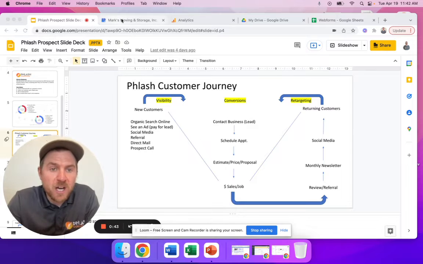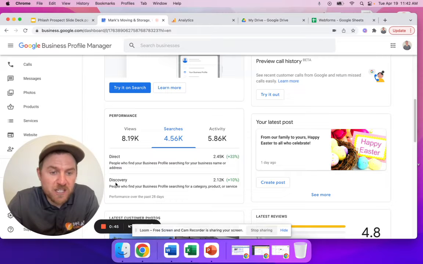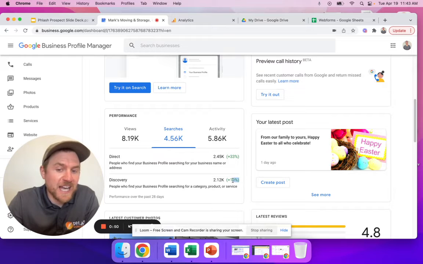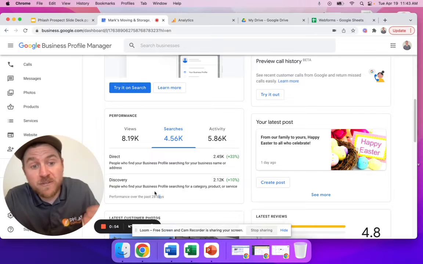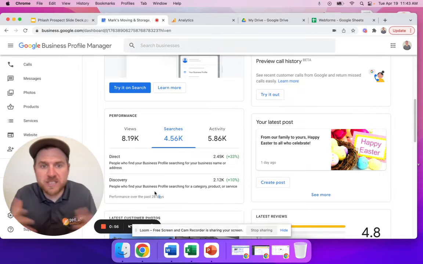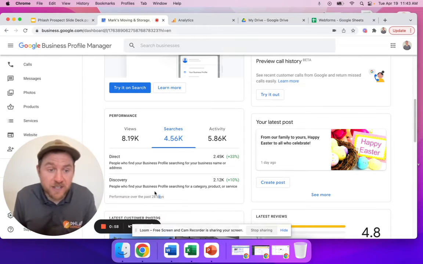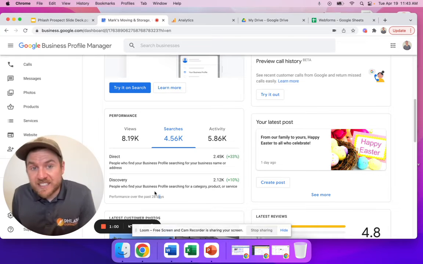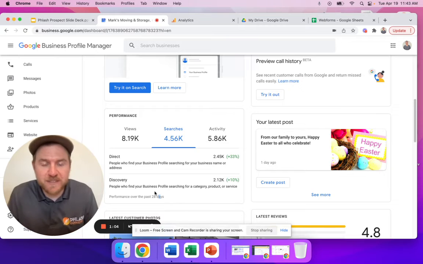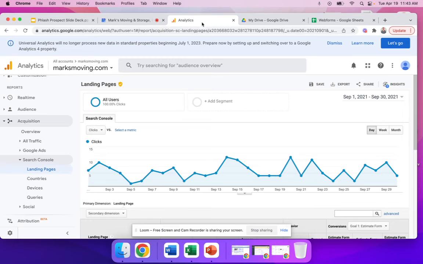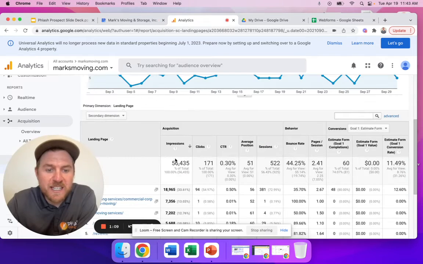For example, on your Google My Business, you can see your discovery searches performance over the past 28 days, and they actually give you a percentage of growth over the past 28 days. So if more people are discovering you, that doesn't necessarily mean that you got a bunch of leads, right? That's a leading indicator. Before you can get more leads, you have to have more people find you online to turn into leads, right? Similarly, if we look at Google Analytics, we can see impressions.